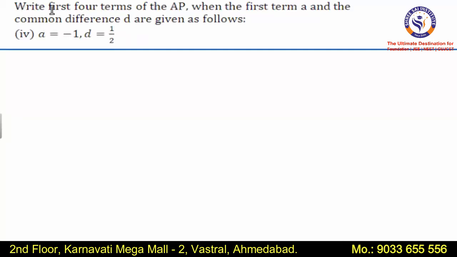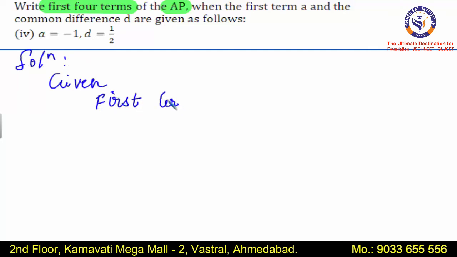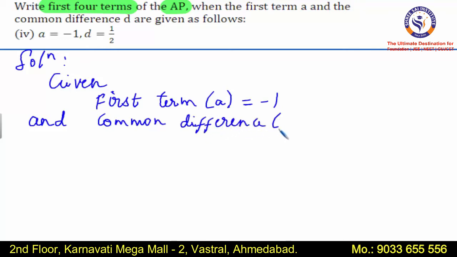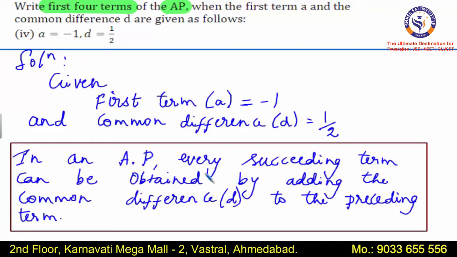In the given question, we need to find the first 4 terms of the AP when the first term A is -1 and the common difference D is 1/2. Let us proceed on with the solution of the given question. It is given first term is -1 and the common difference is 1/2. We know that in an AP, every succeeding term can be obtained by adding the common difference D to the preceding term.